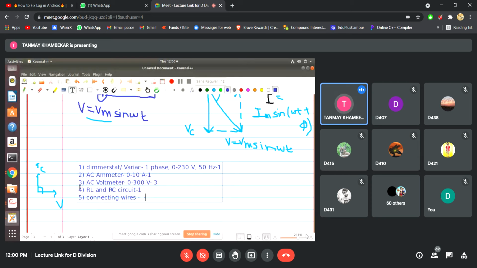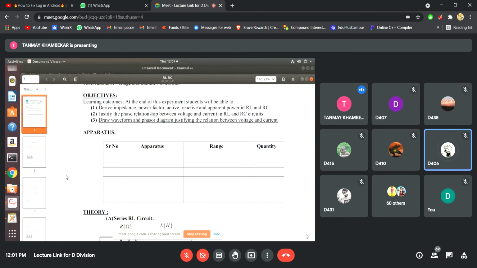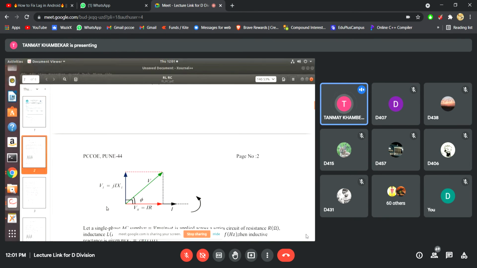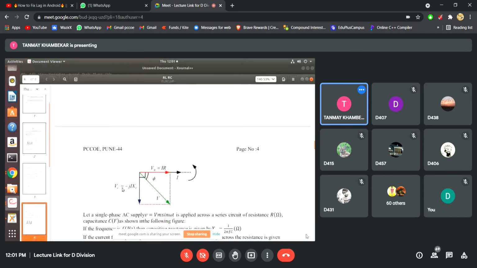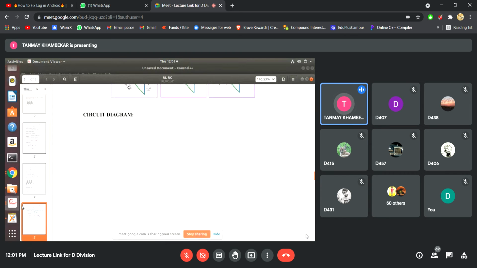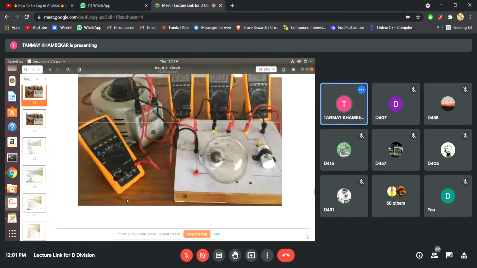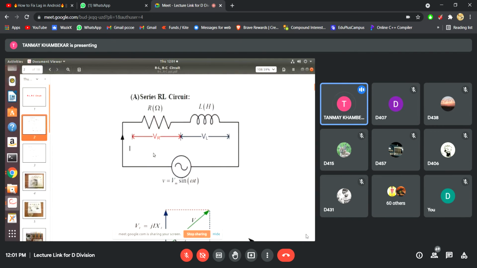Done, students? Let me know, is it done? Yes, ma'am. Then in theory, you don't have to do anything. Whatever we have discussed, same thing is there here. You can go through it, the waveforms, RL and RC circuit. Then you have to draw the circuit diagram, which is there in this. Is the circuit diagram there? Let me check. Yes. You have to draw this circuit diagram.